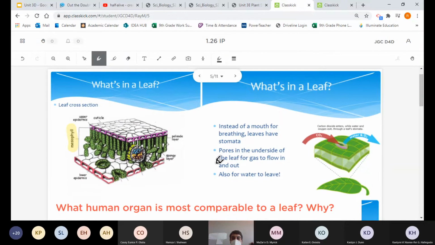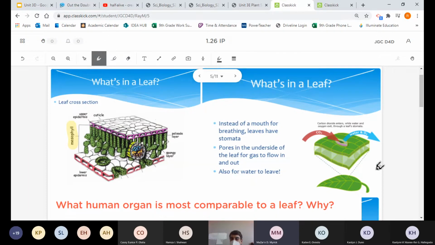Can I get someone to read this text for me underneath what's in a leaf? Okay, I can read it. Thank you, Mizari. Instead of a mouth for breathing, leaves have a stomata, pores in the underside of the leaf for gas to flow in and out, also for water to leave. Very good. Thank you, Mizari.